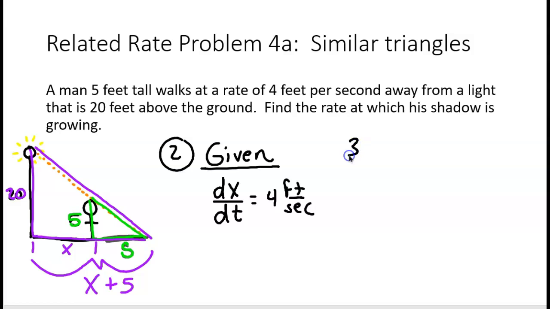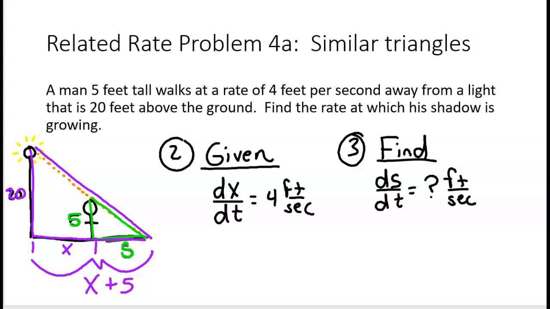Let's do step 3, where we write down the rate that we're trying to find. Pause the video here, and when you unpause it, you'll see the solution. So we're trying to find out how quickly the man's shadow length is changing. So that would be ds/dt. S represents the length of the man's shadow. And so, once again, that's also going to be in feet per second.